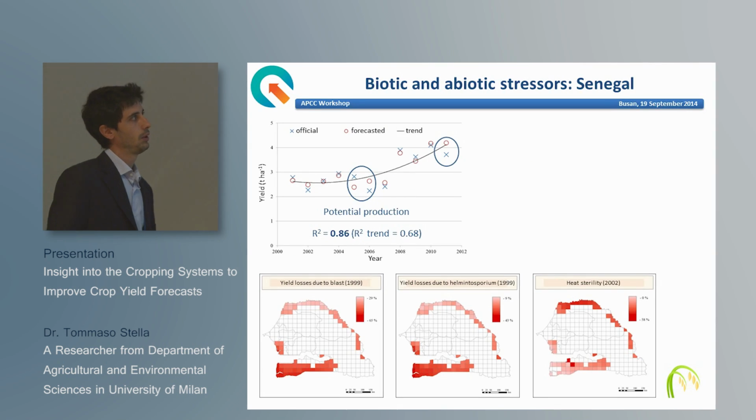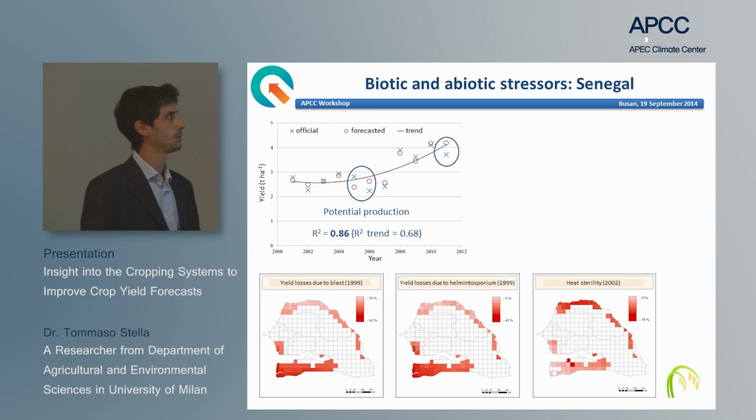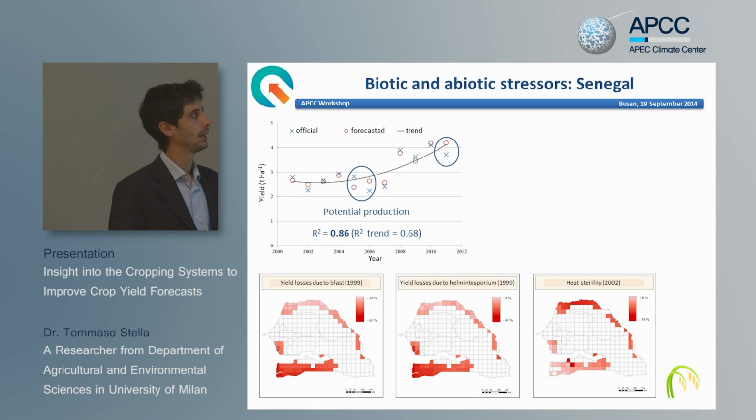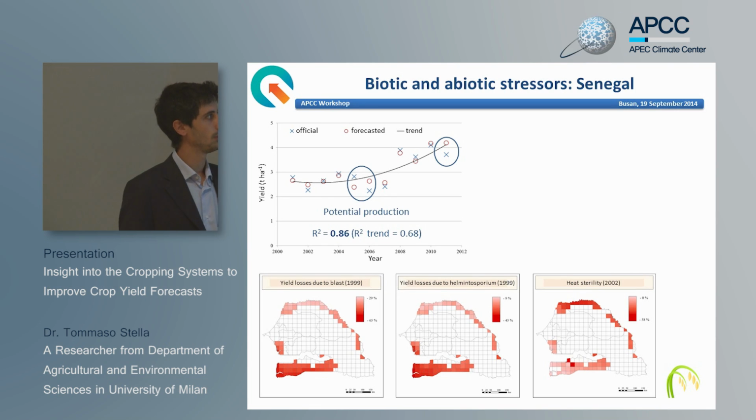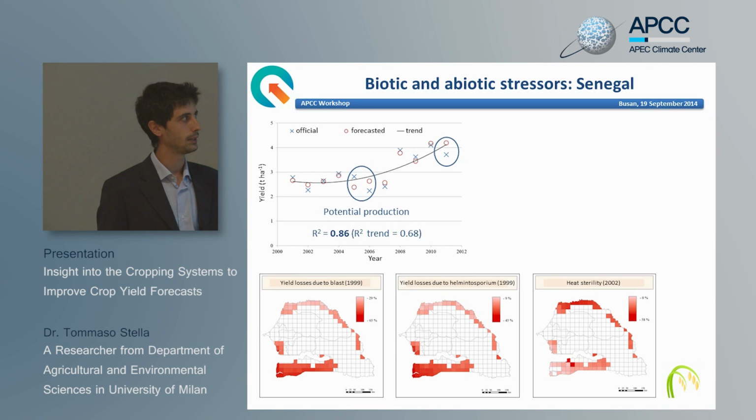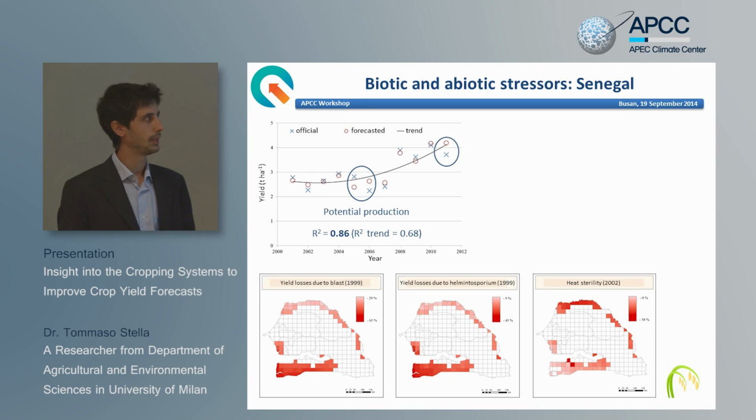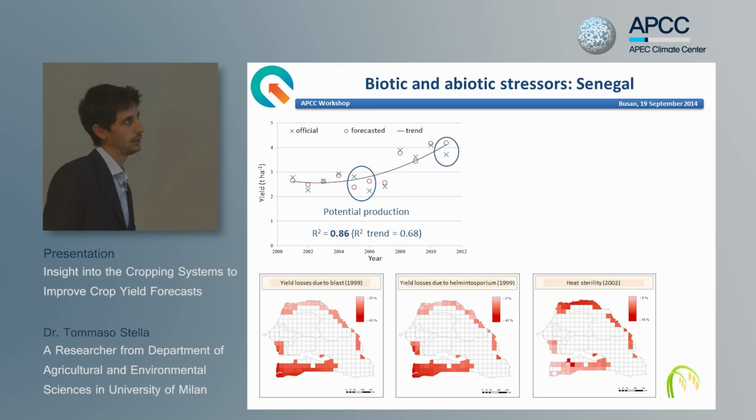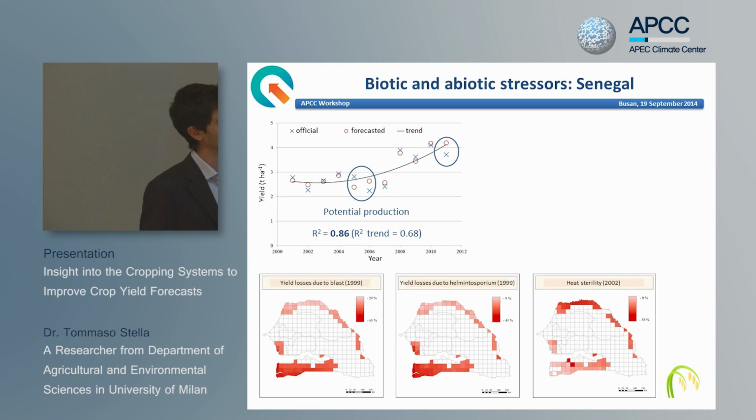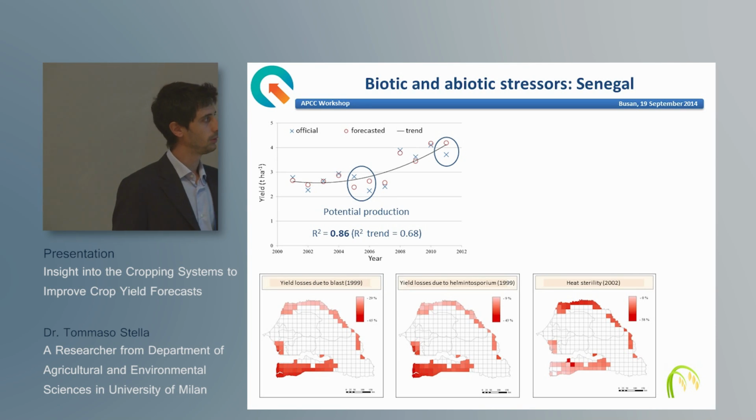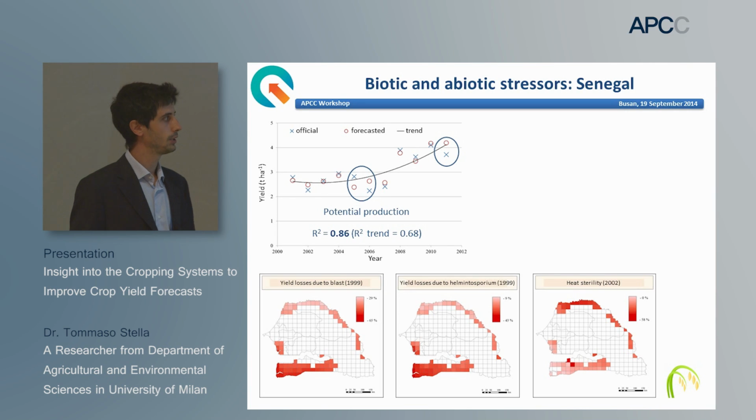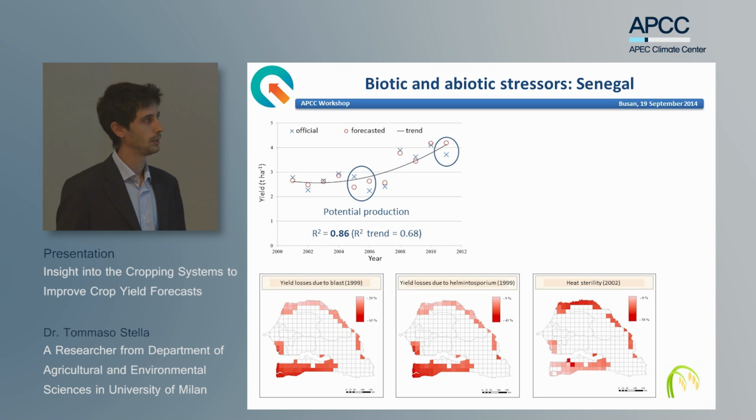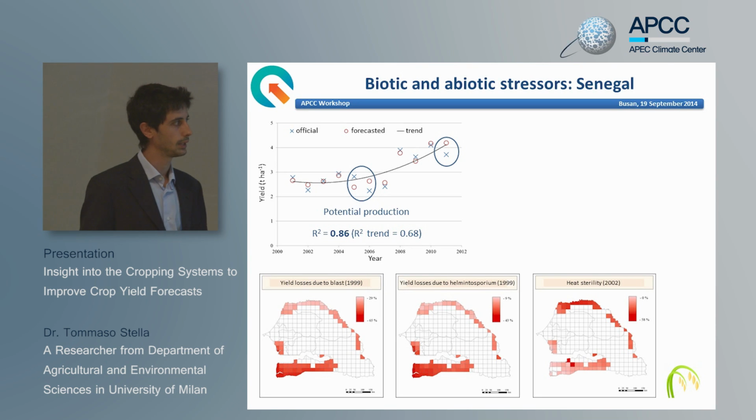So these are the results from the simulation of potential production, and it seems to work quite well. We have R² values of 0.86, but you have to note that the trend alone in this case explains the 68% of interannual variability. And you can also note that by the output of the simulation, yield losses due to blast and Helminthosporium and also heat sterility can have a major impact on final yields.